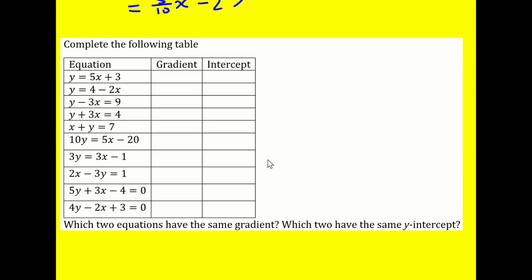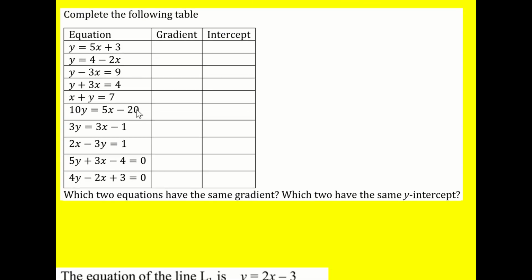So I'm going to pause the video at the start of each little mini task, and then I'm going to show the answers and talk through them. So here, can you tell me the gradient and the y-intercept of each of these lines?